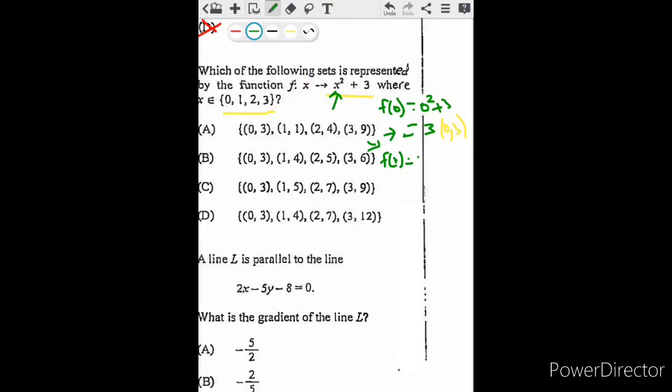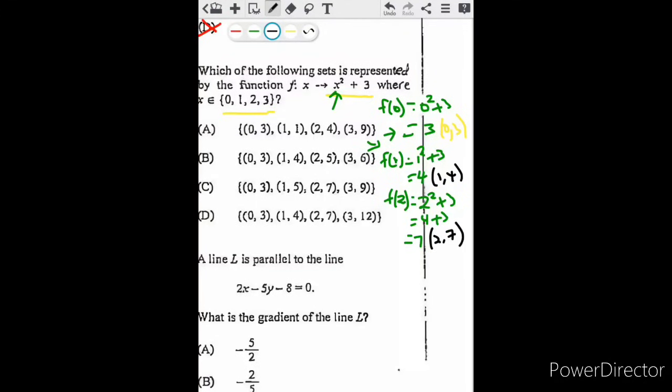Going on again, we're going to find our y value. So we have f(1), so that's 1 squared plus 3. And 1 squared is 1, plus 3 is equal to 4. So our x is 1 while y is 4. Then f(2) is equal to 2 squared plus 3. So that's 4 plus 3, which is 7. So that's x is equal to 2 and y is equal to 7.